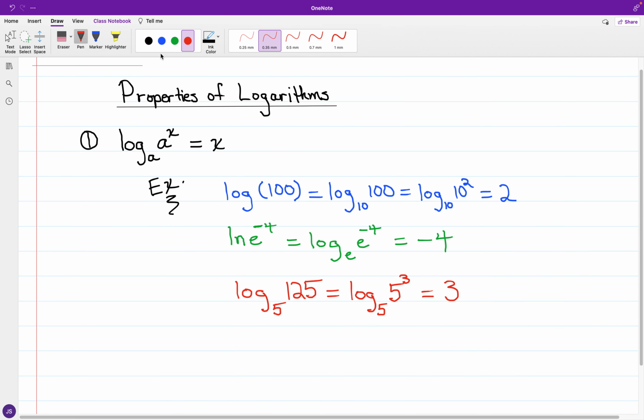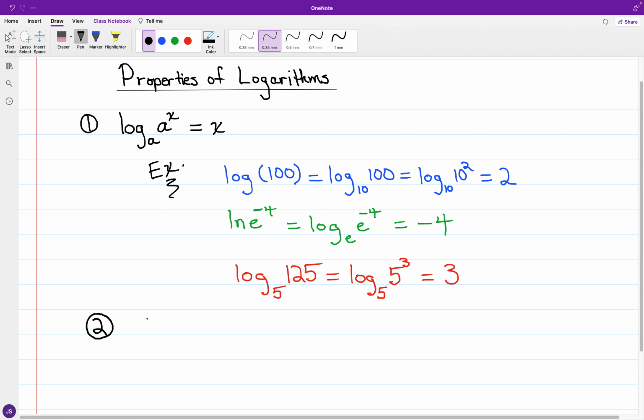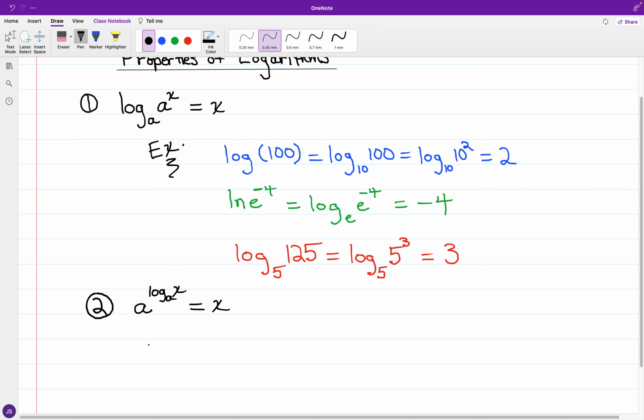Now, the next property is in close relation to the first. It will be a while before it resurfaces after the introduction, but it will loom large as we look into what will ultimately be regarded as logarithmic equations. For this property, we have a to the base a logarithm of x is equal to x.